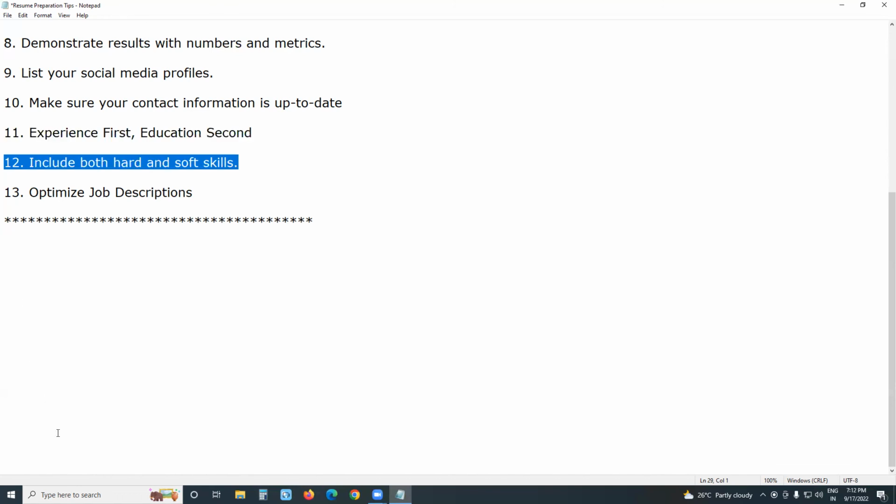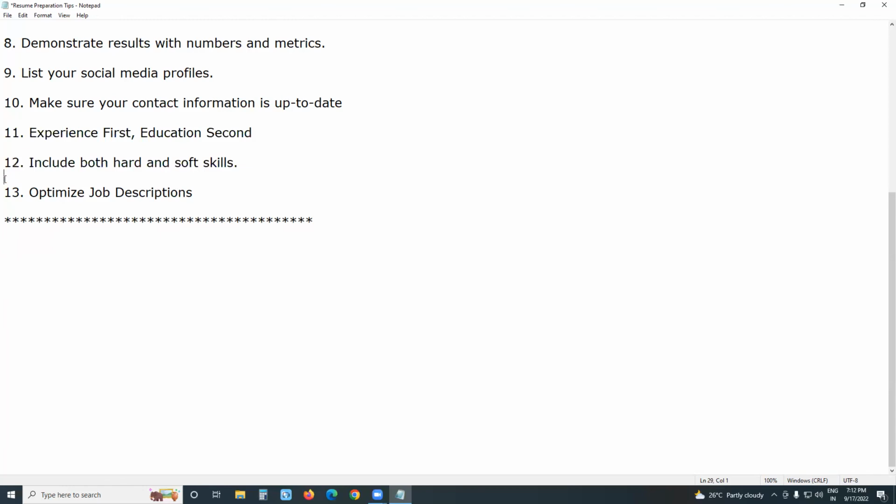Next, include both hard and soft skills. Today's recruiters are not just looking for hard skills. Hard skills means subject skills. They want to be sure that you can serve in their offices too. Depending on the job you are applying for, include a mixture of both hard and soft skills. Soft skills means communication skills, etc. Hard skills means subject skills.